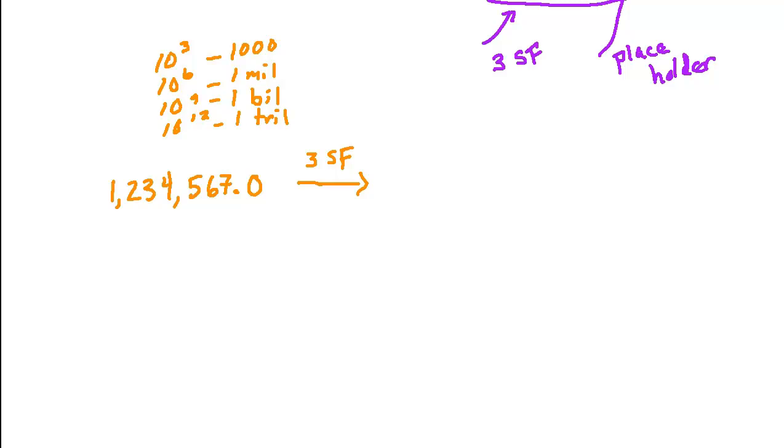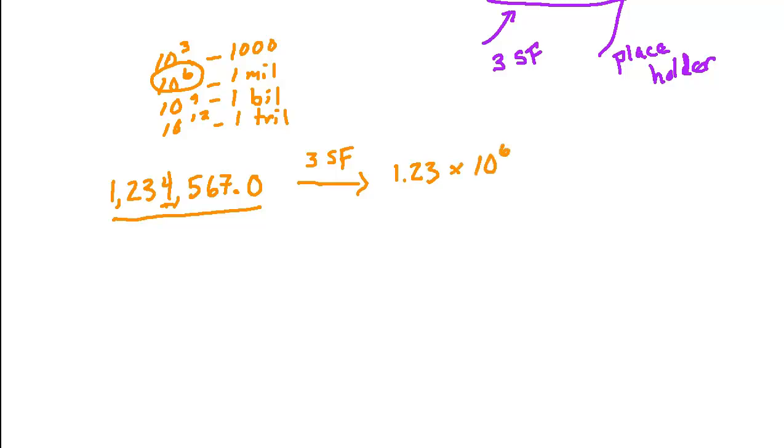So if I wanted to convert this to 3 significant figures, keep in mind I have a value of a million here. So a million would utilize 10 to the 6th. So if I do 10 to the 6th, I would say 1.2, and it's a 3, because if this is a 4, I would round down, so I keep the 3. 1.23 times 10 to the 6th.